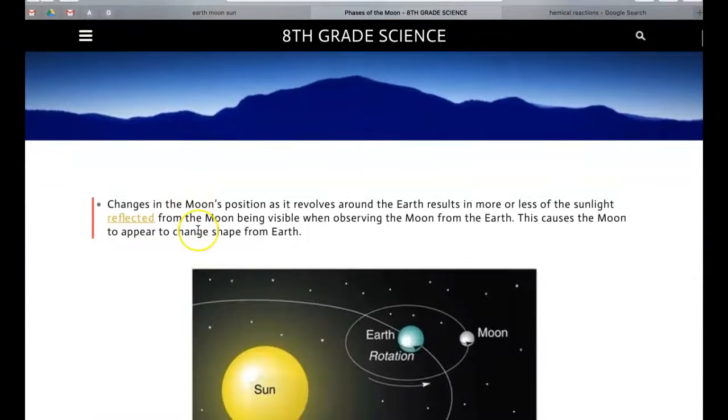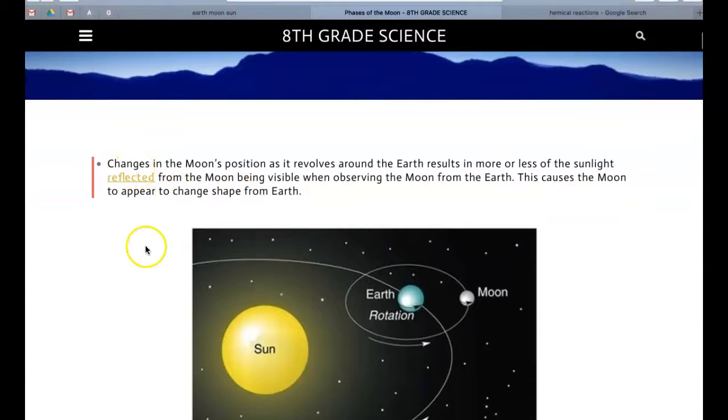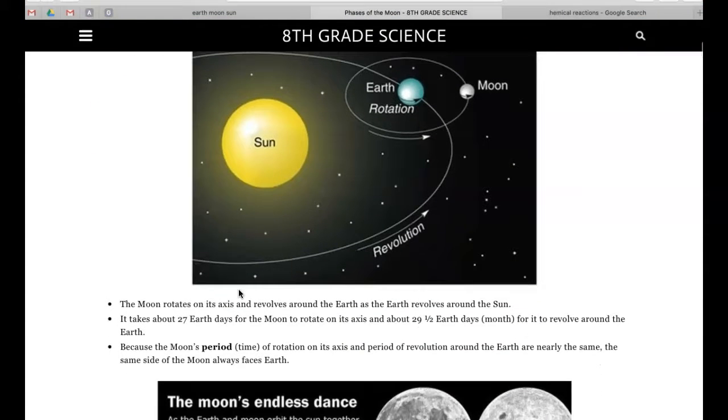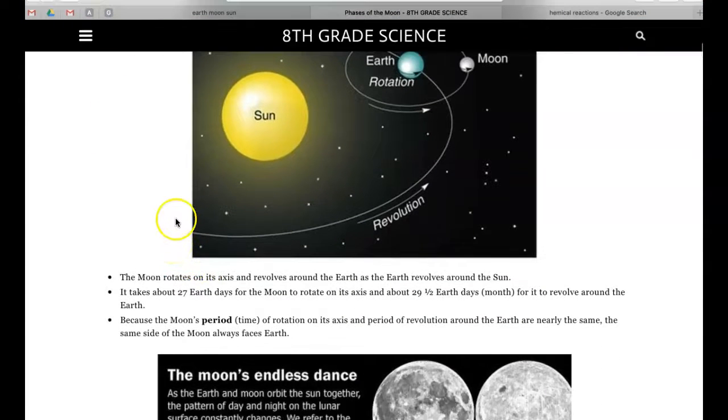So I got the phases of the moon. I'm just going to read this. Changes in the moon's positioning as it revolves around the Earth results in more or less of the sunlight reflected from the moon being visible when observing the moon from the Earth. This causes the moon to appear to change shape from Earth. We all know about the moon phases by now, but maybe not as much as we need to. The moon rotates on its axis and revolves around the Earth as the Earth revolves around the sun. It takes about 27 Earth days for the moon to rotate on its axis and about 29 and a half Earth days, or a month, for it to revolve around the Earth.